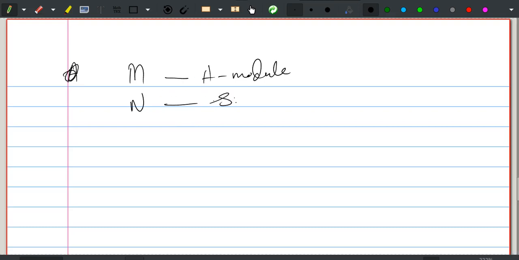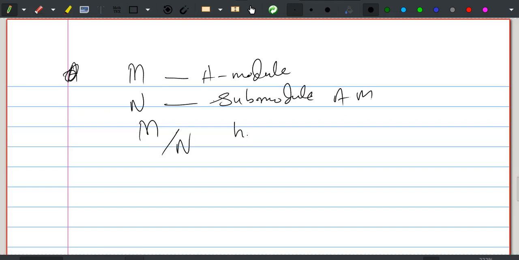Now suppose we are given an A module, so M is an A module and N is also, so N is a submodule of M. Then this quotient M mod N has a natural A module structure, so this is also an A module.